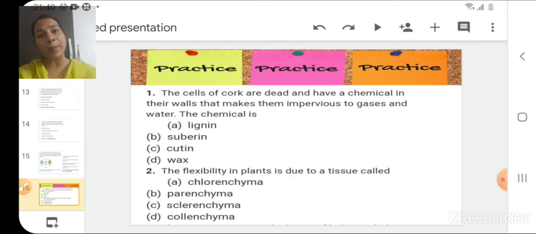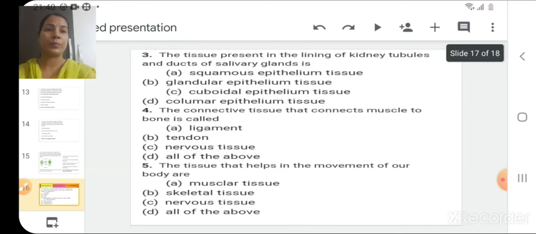In this way you can practice many more questions. Here I have selected some of the questions for you. You can practice these questions. In these two slides these questions are given. You can copy them down, or you can take a printout, or you can freeze your screen and try to solve these questions.